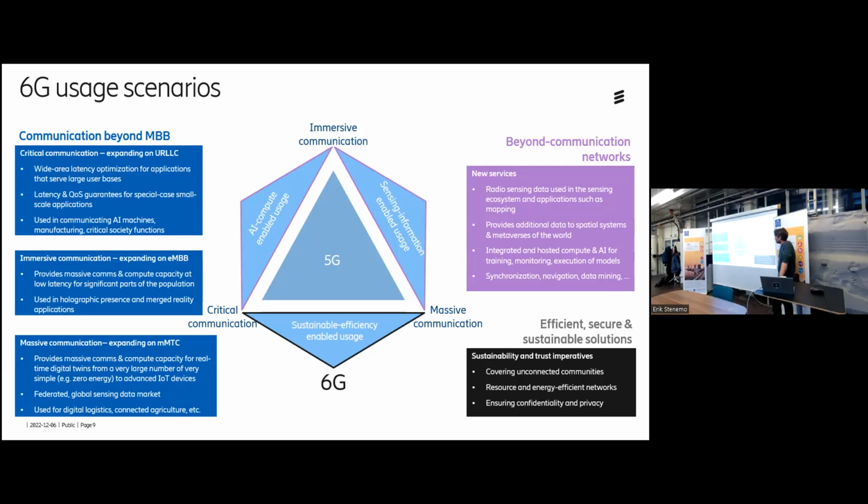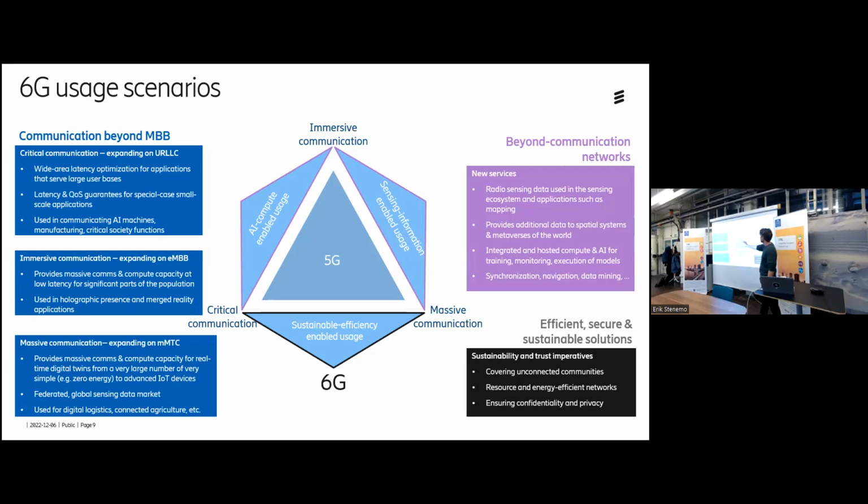Critical communication: we want to go away from this local scenario with the radio links that we control to a very high degree, and we want to provide wide area latency optimizations. We want, for instance, transport-related use cases. We want to be able to control latency in a wider area, like in a city, and not only in a factory hall. There are a lot of challenges related to that.